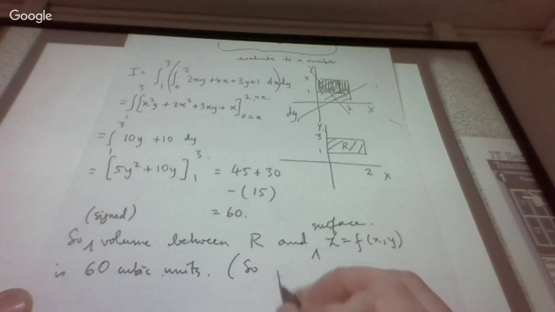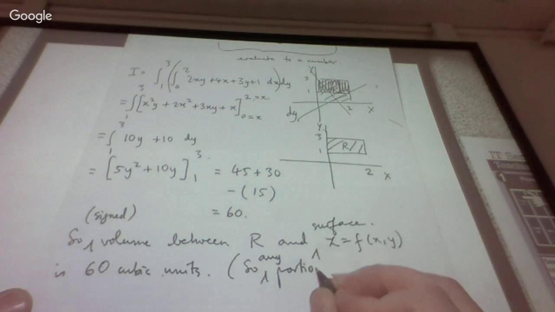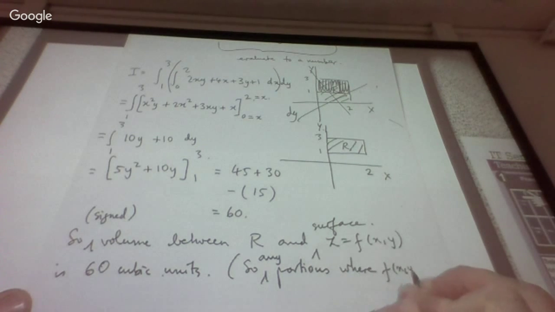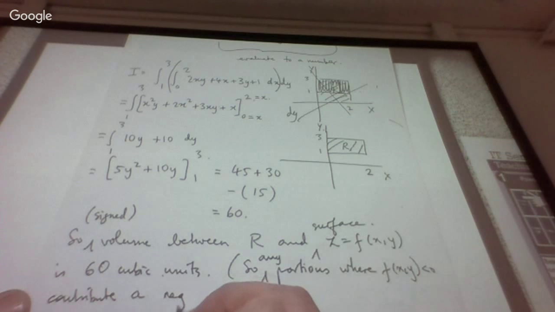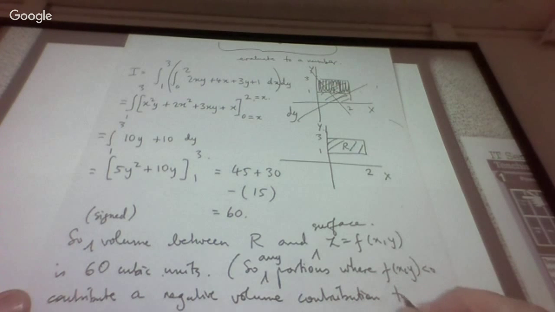So any portions where f of xy is negative, these contribute a negative volume contribution to the integral I.